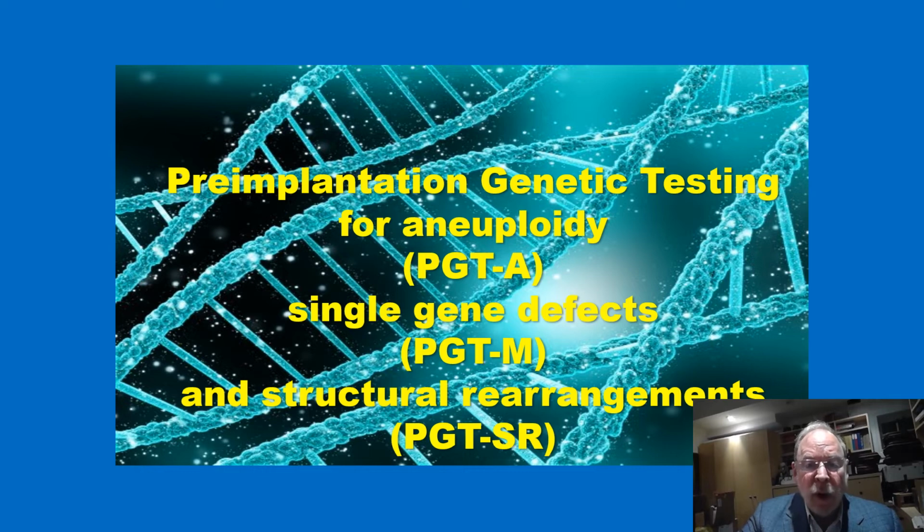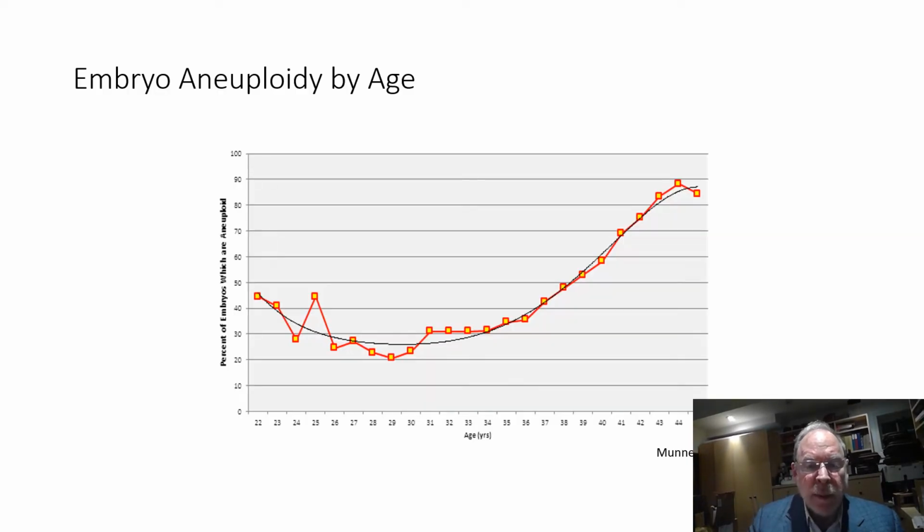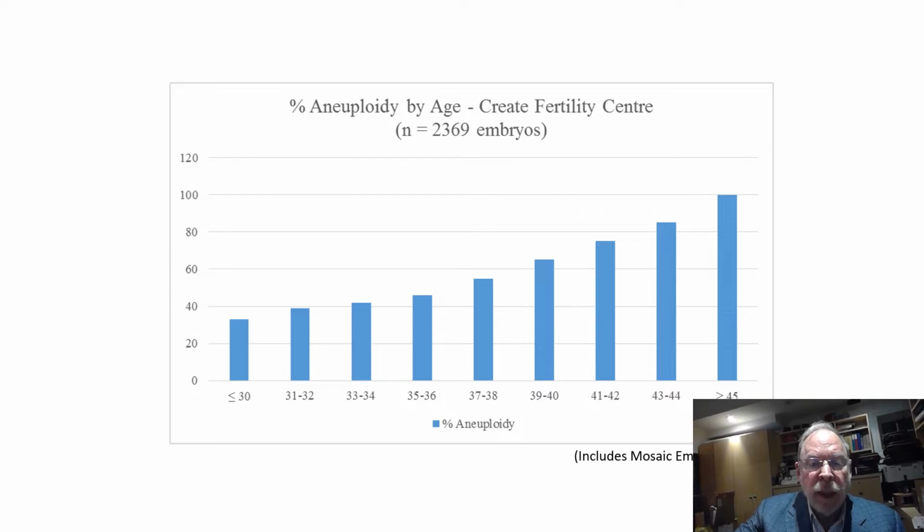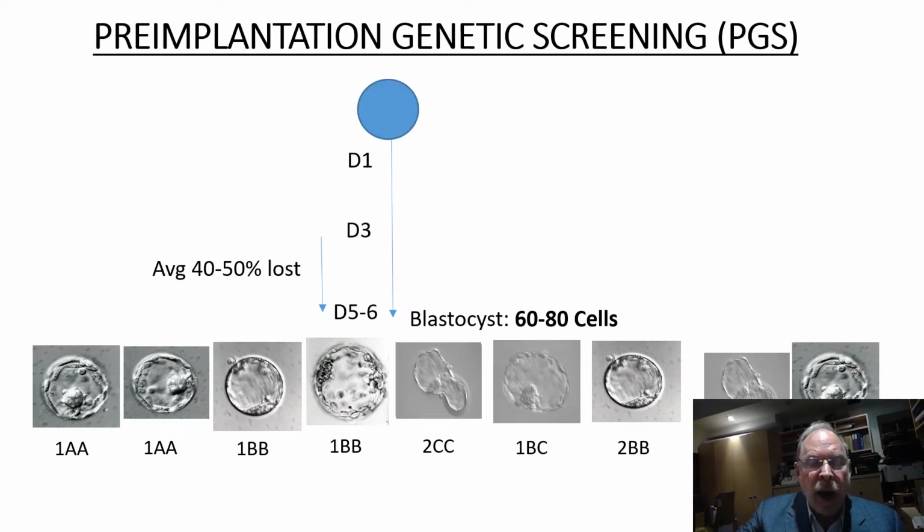We have new technologies to test embryos for single gene defects, structural rearrangements, and the most common, aneuploidy, because that is the most common abnormality in humans. Aneuploidy means the wrong number of chromosomes, like Down syndrome with an extra 21 chromosome. Embryo aneuploidy goes up as women get older, and you can see the curve going higher and higher. This shows our curve from our own lab, with abnormal embryos increasing as you get older.